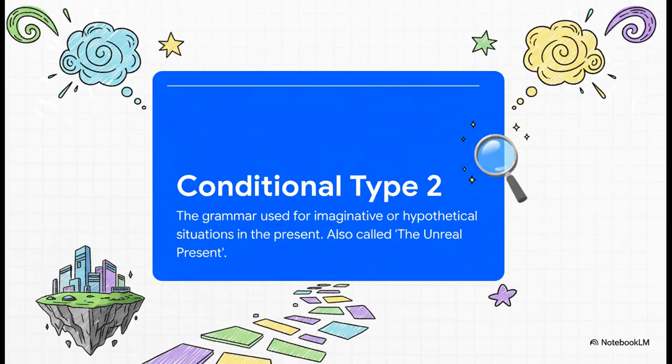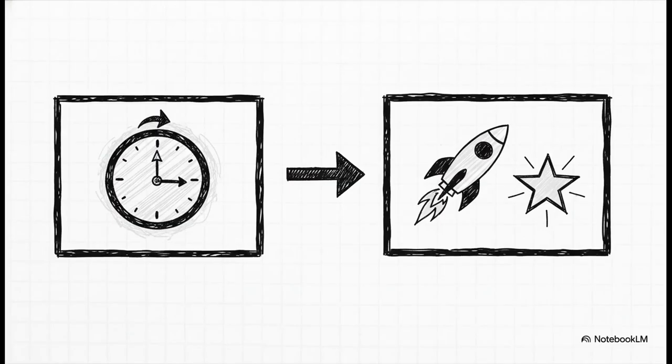just for it. And that tool has this amazing name, the Unreal Present. It sounds like something out of a sci-fi movie, doesn't it? But honestly, it's the perfect name for the grammar of imagination. We use it to talk about things that aren't real right now, but they could be. And like any good tool, it follows a really simple, repeatable formula.